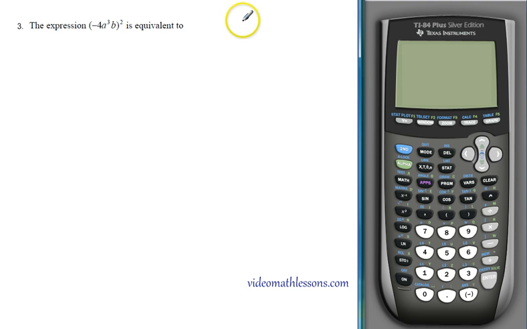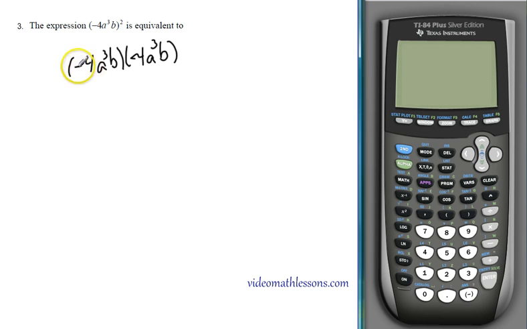So let's take a look at number 3. Negative 4a cubed b squared. Well, since this is a 2 right here, in the past your teacher probably told you, well, just write that twice. So I'm just going to write it twice, and that's what the square means. Do it twice, multiply it by itself.